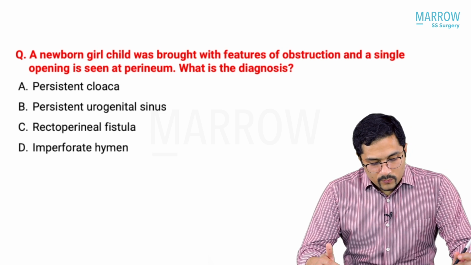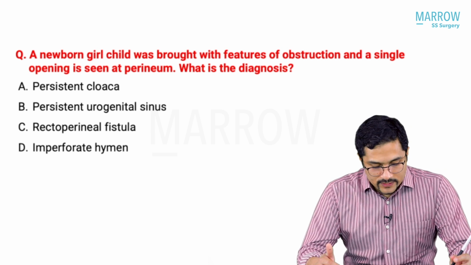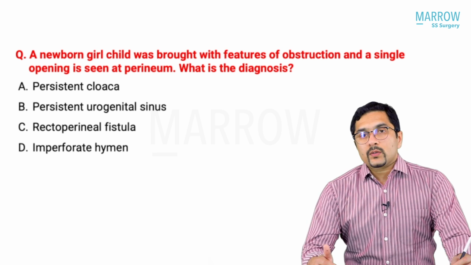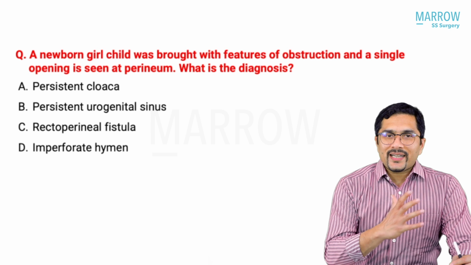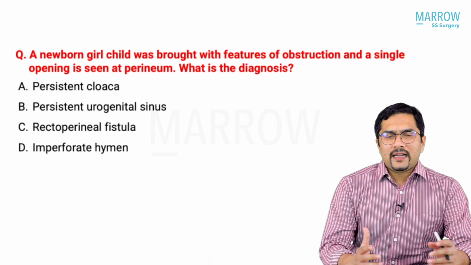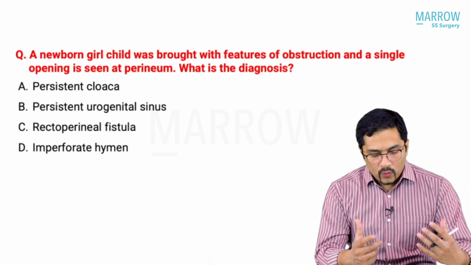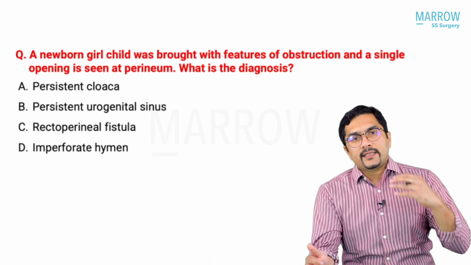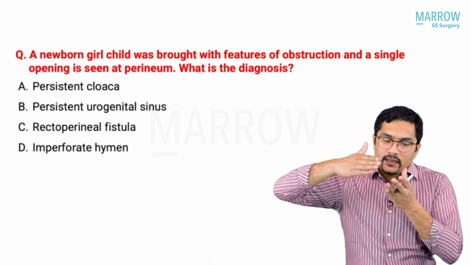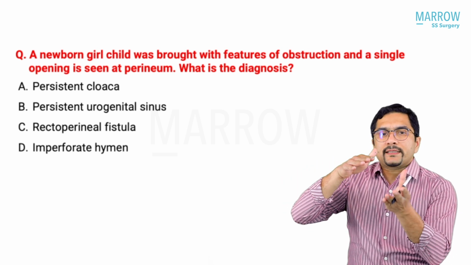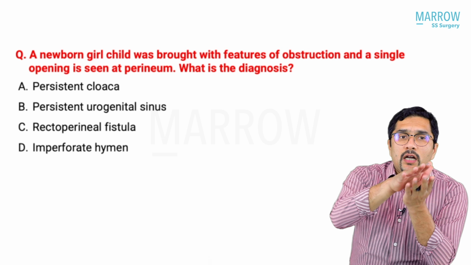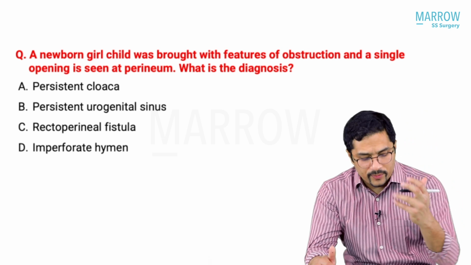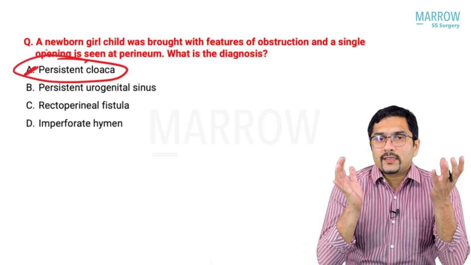A newborn girl was brought with features of obstruction and a single opening was seen in the perineum. What is the diagnosis? So, this was a question related to pediatric surgery, and I think it was a very easy question. The whole point is that they have said that there is a single opening, right. Single opening means that the fecal passage and the urinary passage are common and the reproductive passage are common. So, there is a single opening. This single opening is known as a cloacal opening.